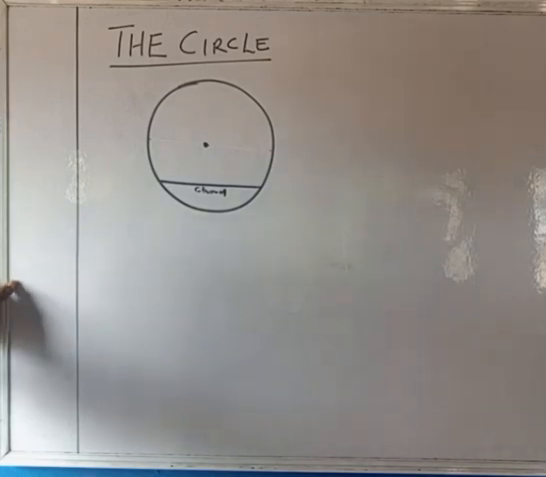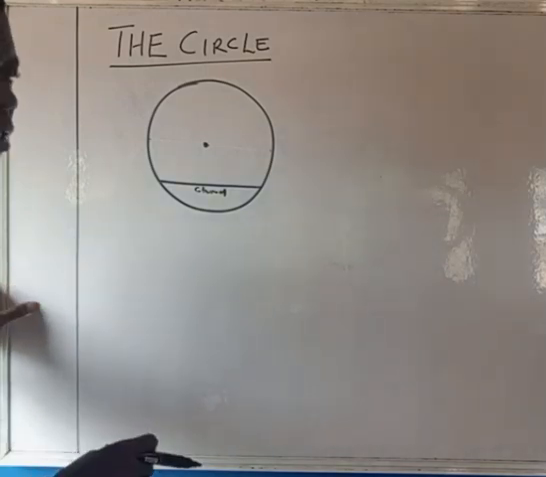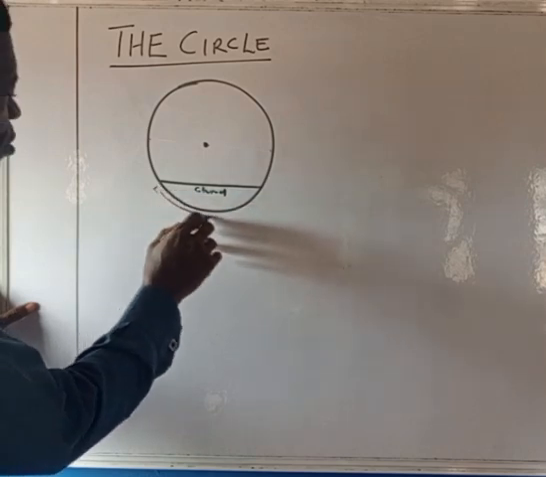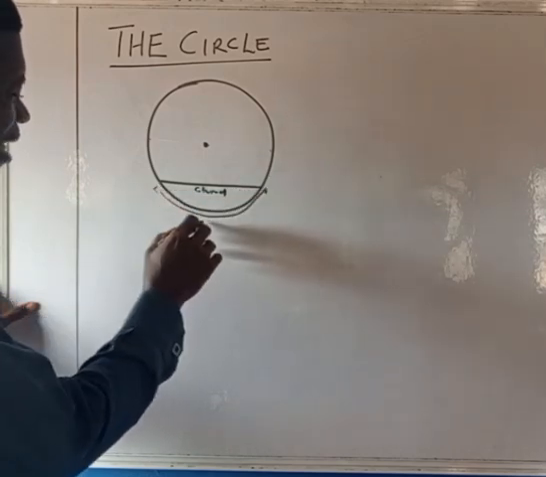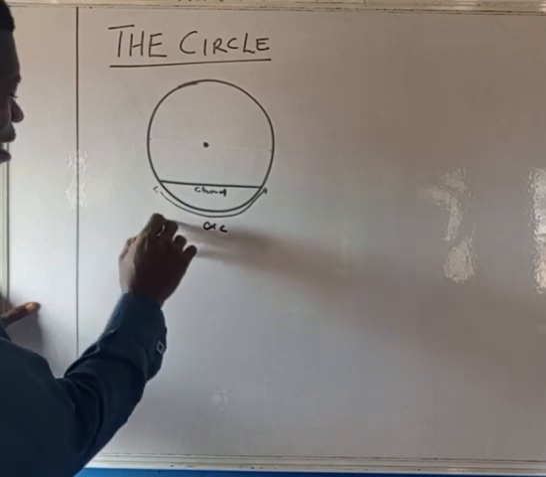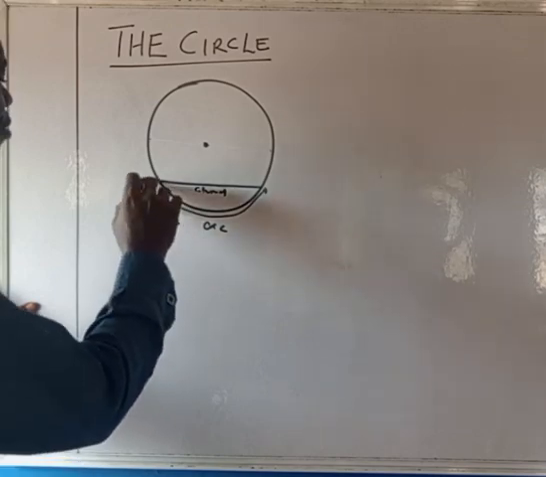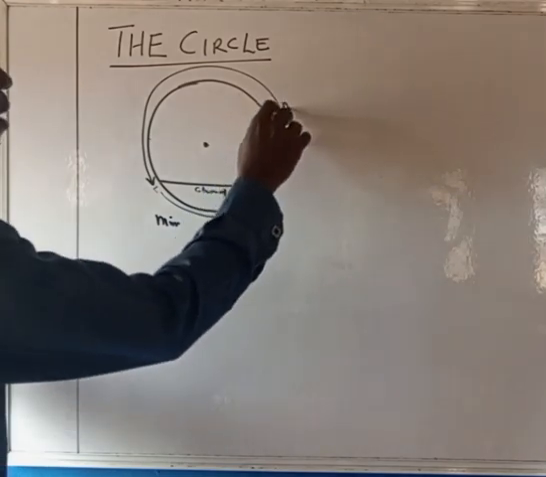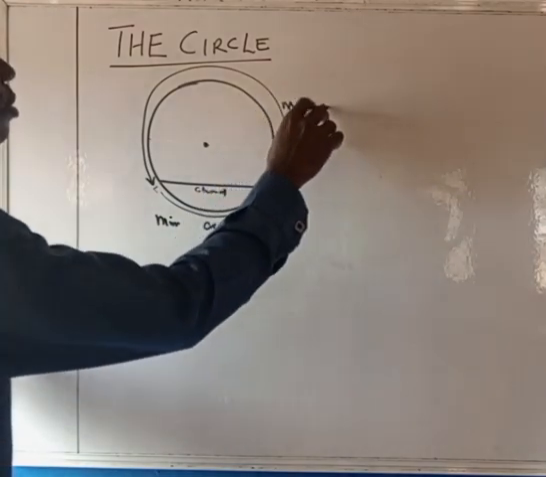Now, the chord performs two functions in a circle. Number one, it divides the circle into two arcs. This line is called the arc. This is the minor arc. And this other side is also called an arc, but this one is the major arc.